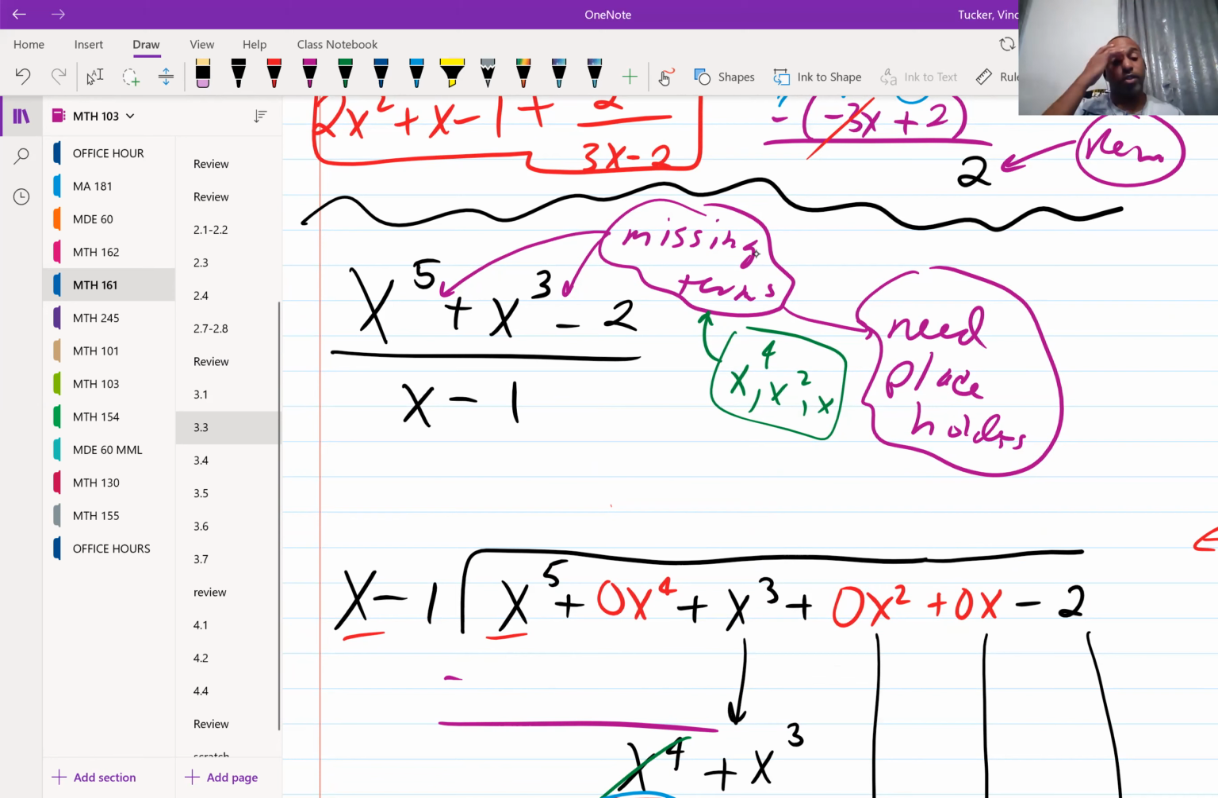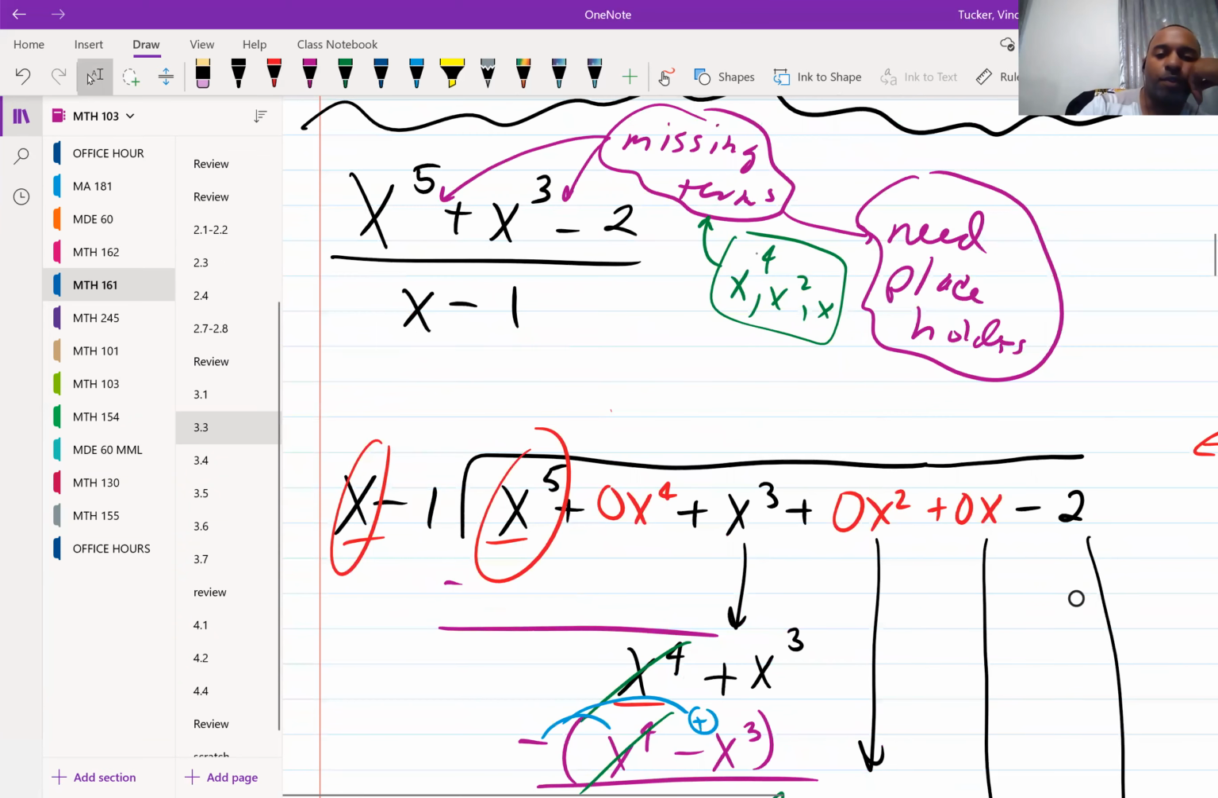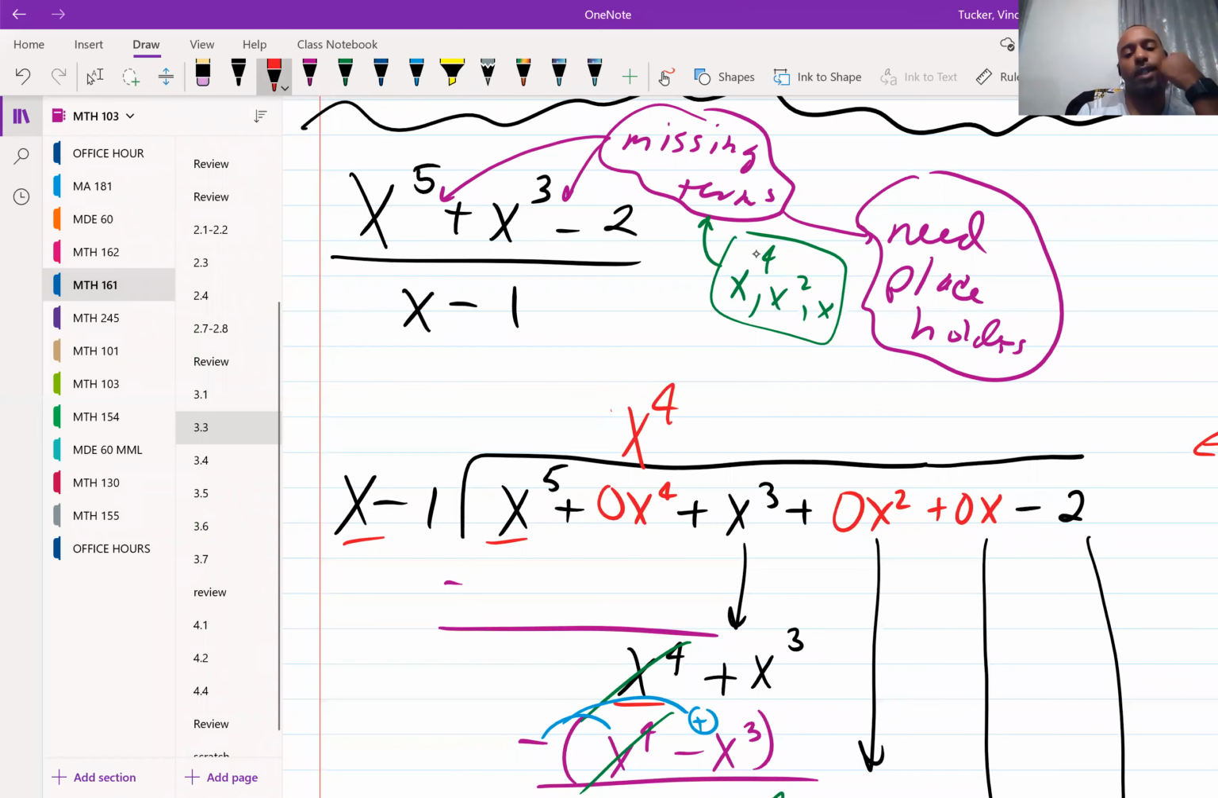All right. So now we would just follow the same process that we did in the previous two problems. Compare x to the fifth. You said what times x will give me x to the fifth? It's going to be x to the fourth. Take x divided into x to the fifth, it'd be x to the fourth.